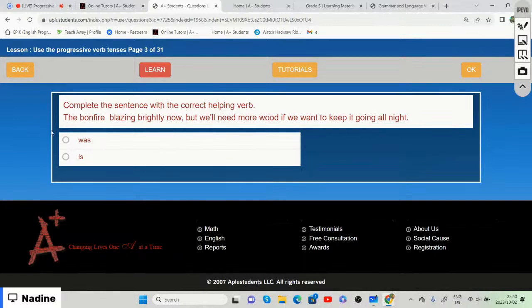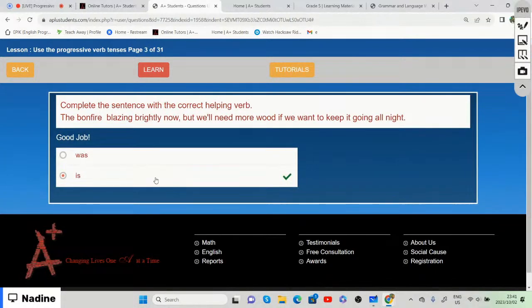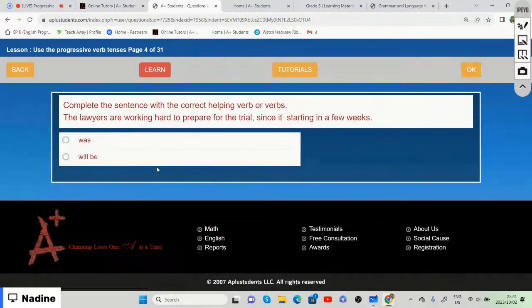So yes, it is in the present and we are using is. So we can say the bonfire is blazing brightly now, but we'll need more wood if we want to keep it going all night. So well done. Yes, it is in the present and it is showing that it is happening now. So we say is. And that is correct. So good job. So it is present and we do say is.